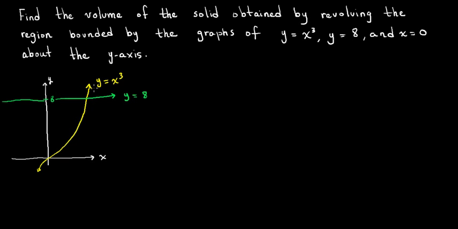So what I've already done here is I've sketched the function y equals x cubed. We all know that it goes something like this. And then of course y equals 8 is just a horizontal line that cuts through this graph here. And x equals 0 is just this vertical line that you see here in orange. So it looks like I'm talking about this region right here that we're creating.